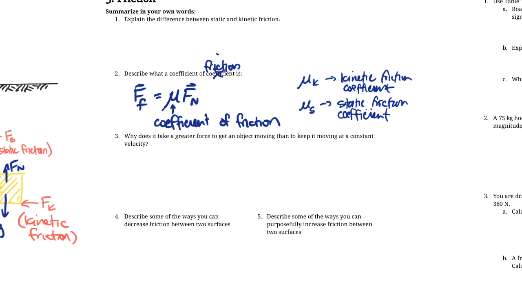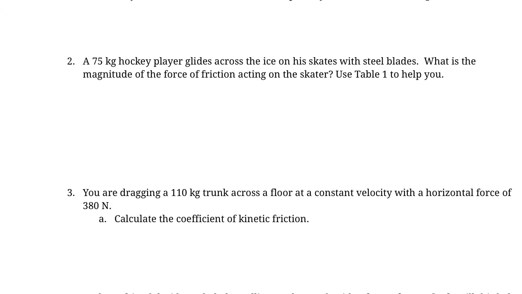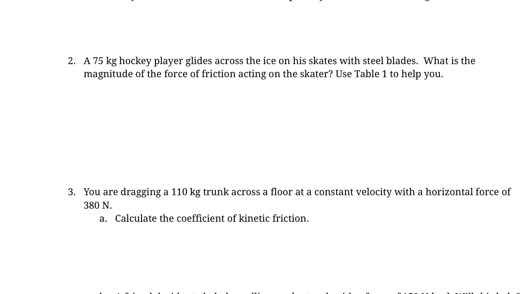Okay. So we're going to skip the rest of these questions here. We're going to discuss a lot of these in class. So let's skip straight to the calculations and see how we can apply these things. We're going to skip to question 2 on the next page. A 75 kilogram hockey player glides across the ice on his skates with steel blades. What is the magnitude of friction acting on the skater?